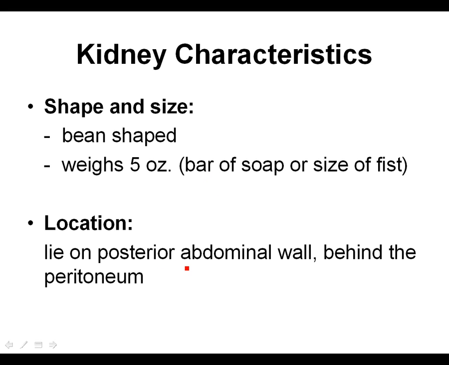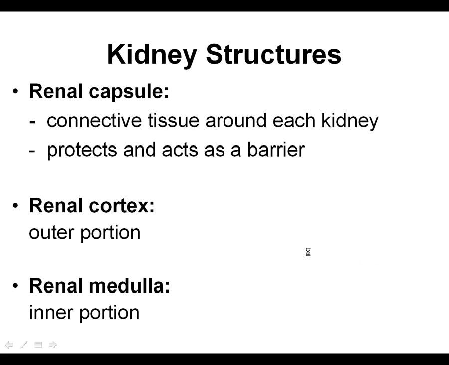Okay, they are located on the posterior abdominal wall, so it's located behind the peritoneum. So when we dissect our pigs, you will have to cut through the peritoneum to get to the kidneys. Okay, so you'll be able to see that on the pigs. Okay, the structure of the kidneys. The kidneys have several important features.